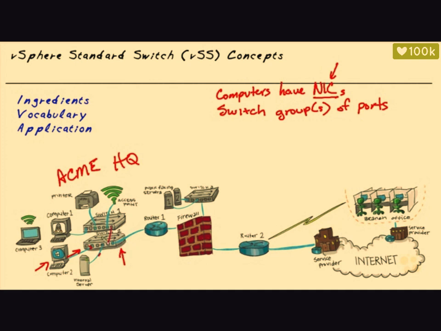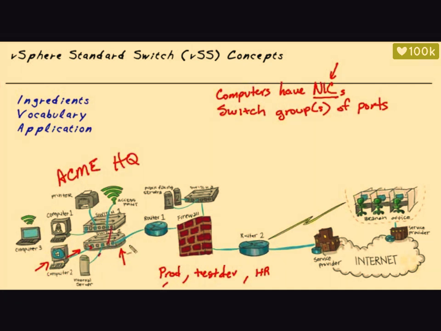So for example, here on switch number 2, maybe we have 3 different groups of ports. Let's say we have one for production, one for test and development computers, and one, for example, for human resources. We'd simply make sure that when we connect a computer to the switch, the port that computer is connected to is associated with the correct group, if you will, of ports.